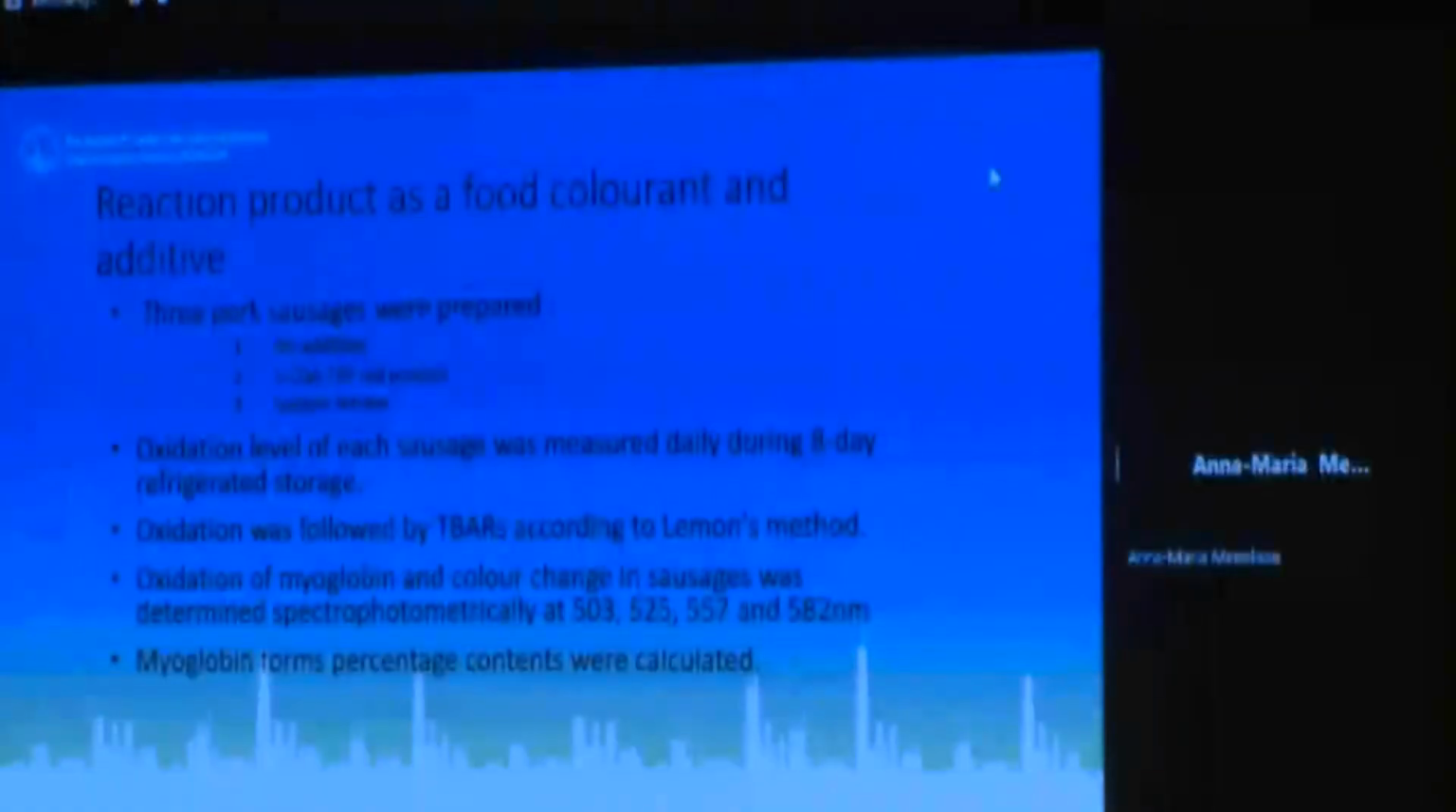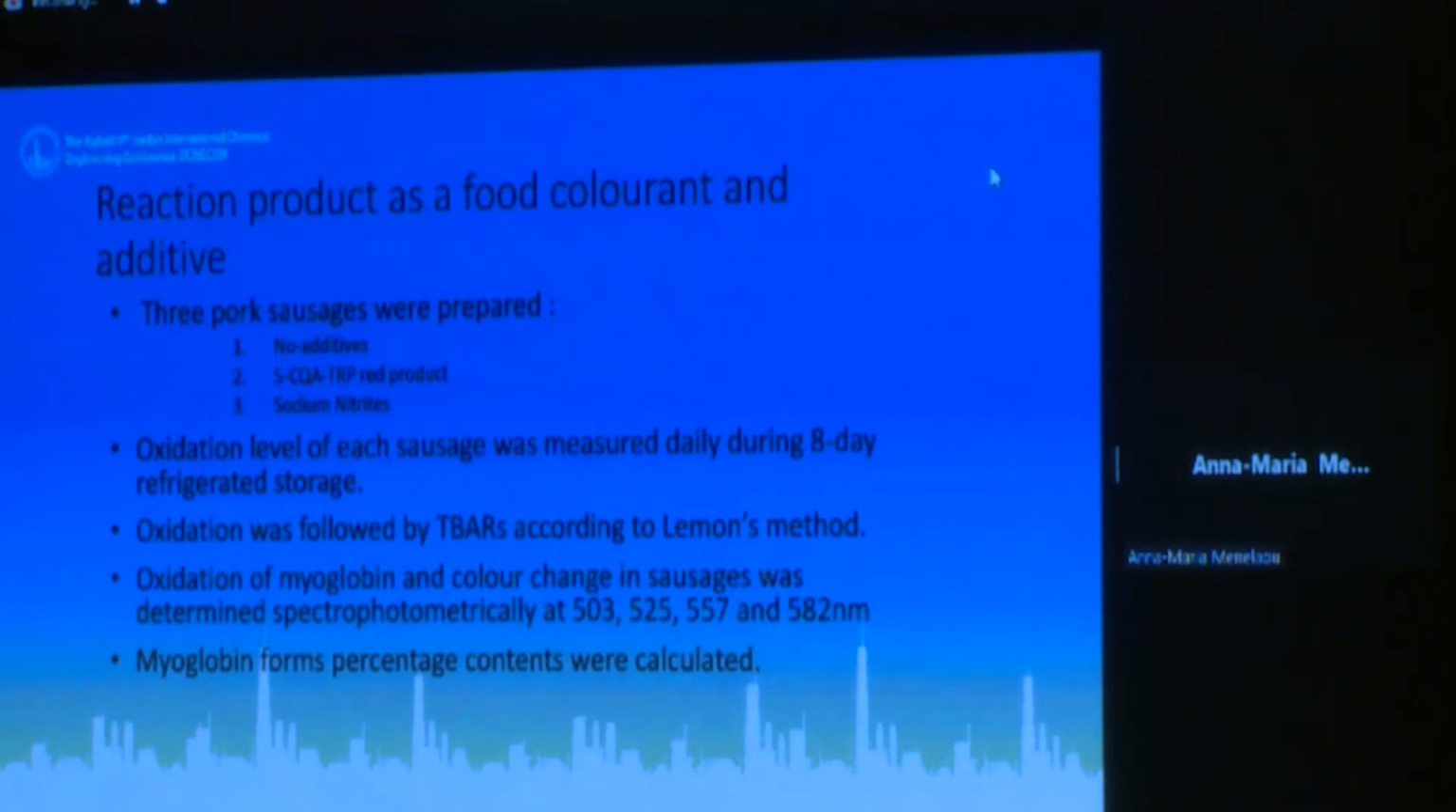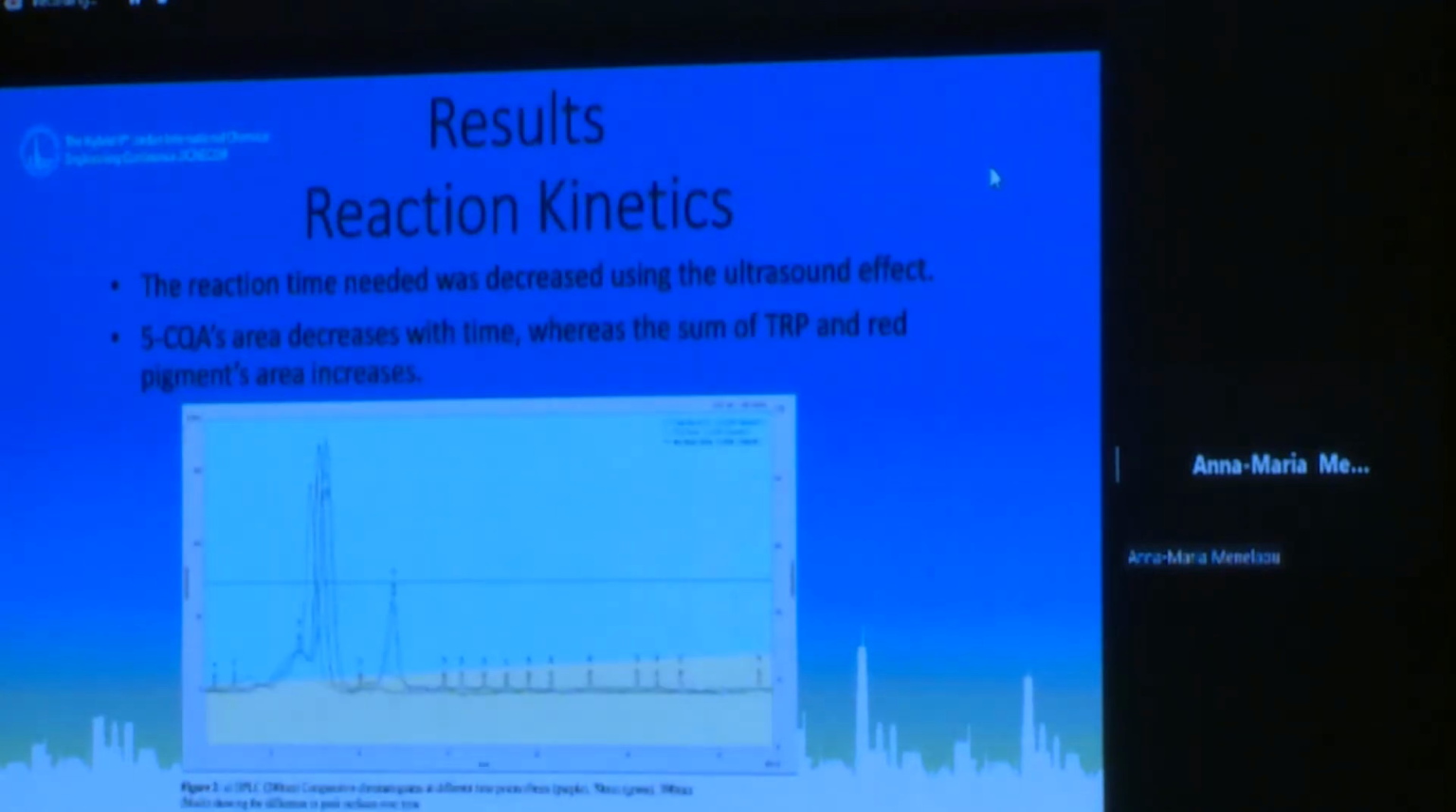Oxidation of myoglobin and color change in the sausages was followed by measuring the oxymyoglobin concentration in the sample spectrophotometrically. The absorption of the filtrate at specific wavelengths was measured and the percentage content of myoglobin forms was calculated. The concentration of the reactant 5-CQA was followed by HPLC.